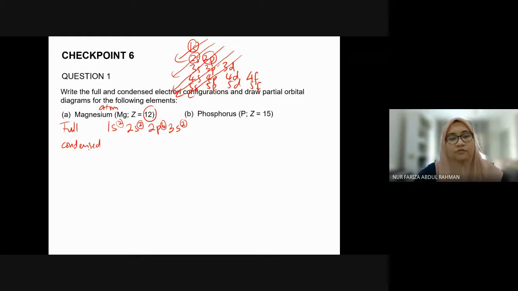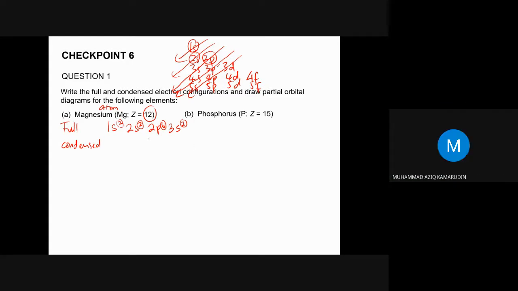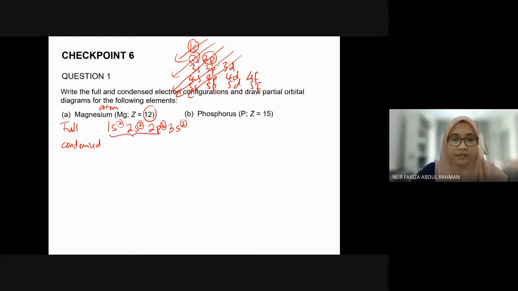Okay, so for the condensed electron configuration, we need to use the noble gas just before magnesium. So what would it be? Neon. Okay, neon covers 10 electrons. So we have neon, and then we have 3s2.